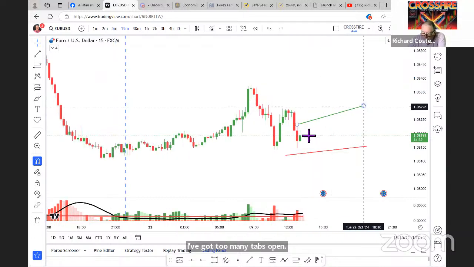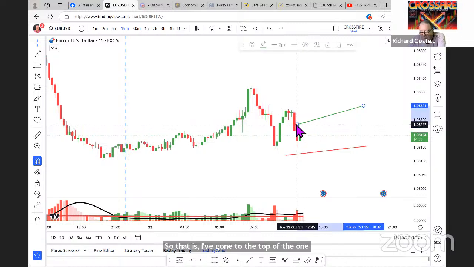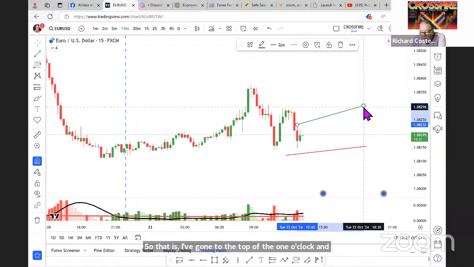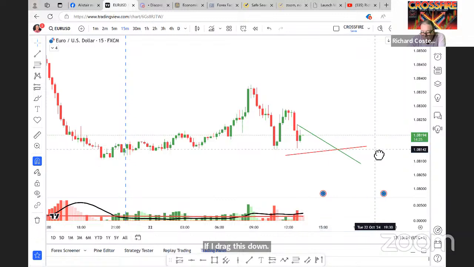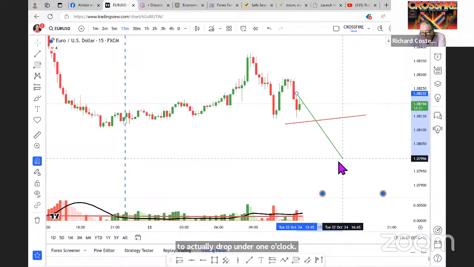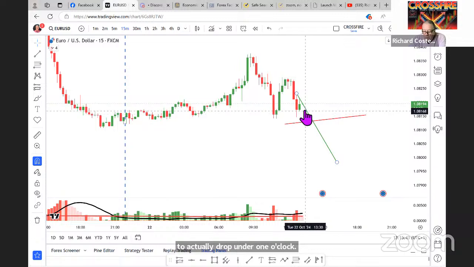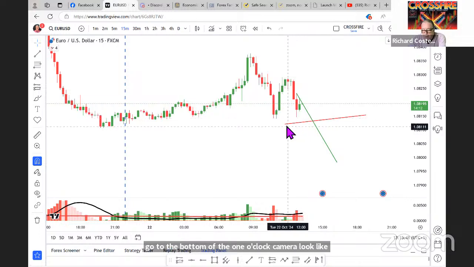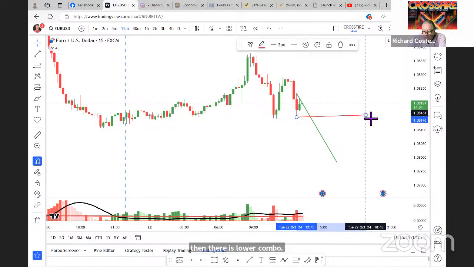So I've gone to the top of the 1 o'clock and I've looked left, and I can see that that's the nearest higher candle. If I drag this down to touch the top of the 1 o'clock, I do the same at the bottom. I go to the bottom of the 1 o'clock candle, I look left and I can see that the very next candle is the nearest lower candle. So I just drag that back into place.